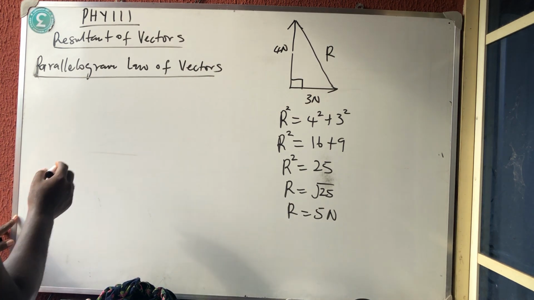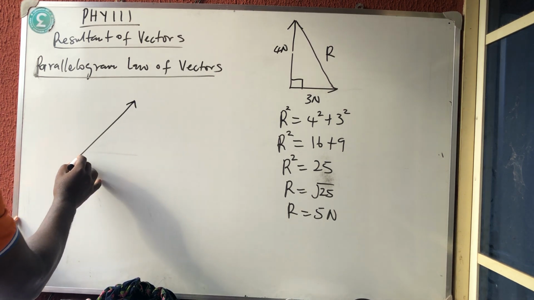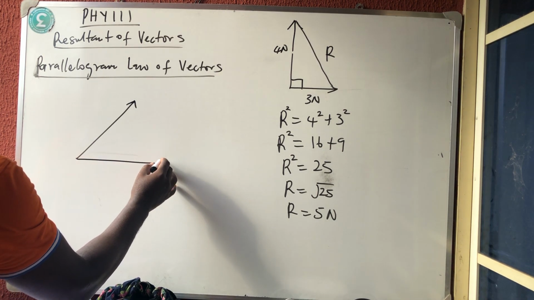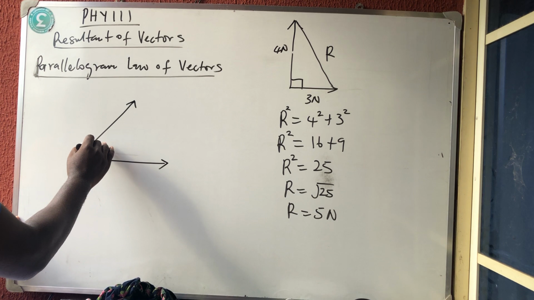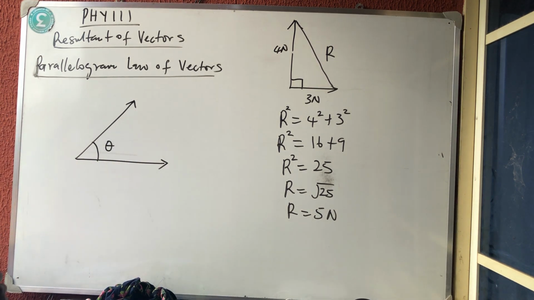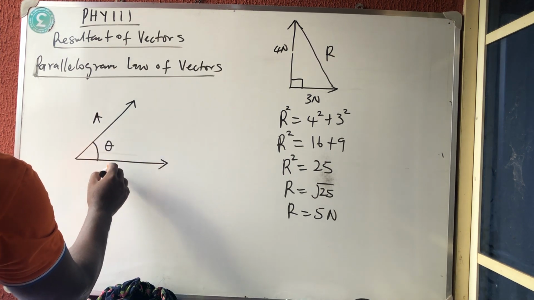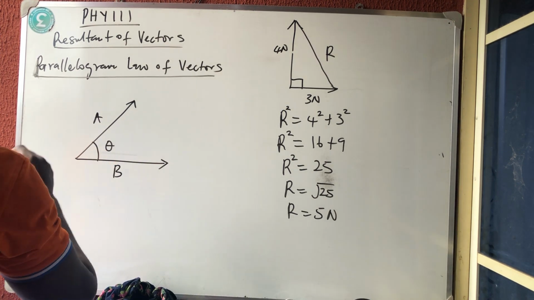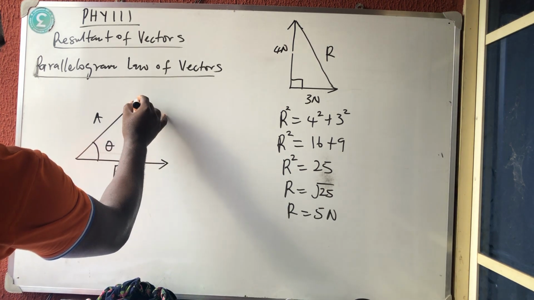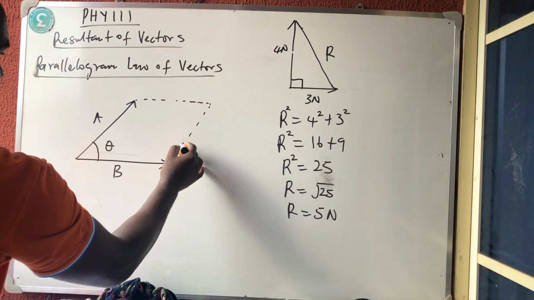Now I have two vectors like this. This is the first vector, and this is the second vector. Let's say they meet at an angle theta. If I trace vector B to this side, it will go like this. If I trace vector A to this side, it will go like this.